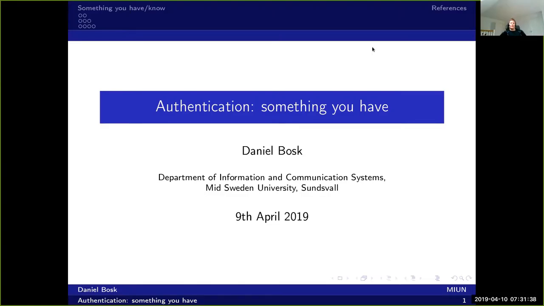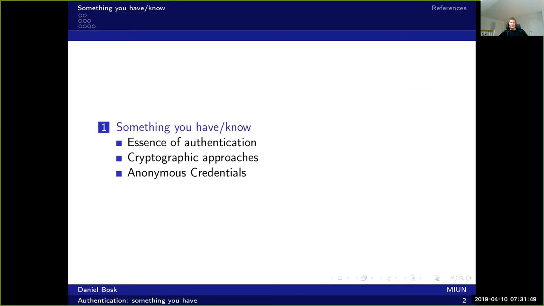So now we're going to talk about another factor in user authentication. That is something you have. So we're going to talk about this, and to some extent, it's also something you know from a cryptographic perspective. From a general point of view, we are going to focus on something you have. So first, we are going to review the essence of authentication to remind us about what this actually is.